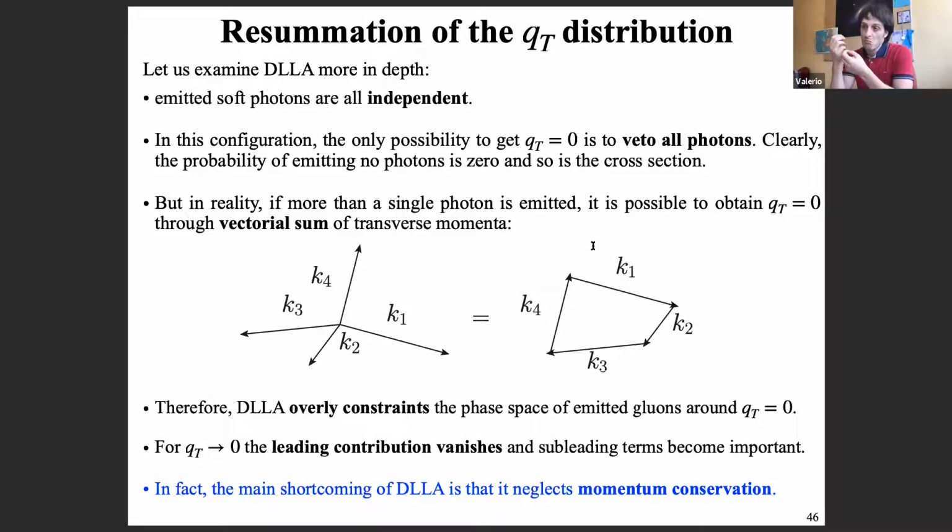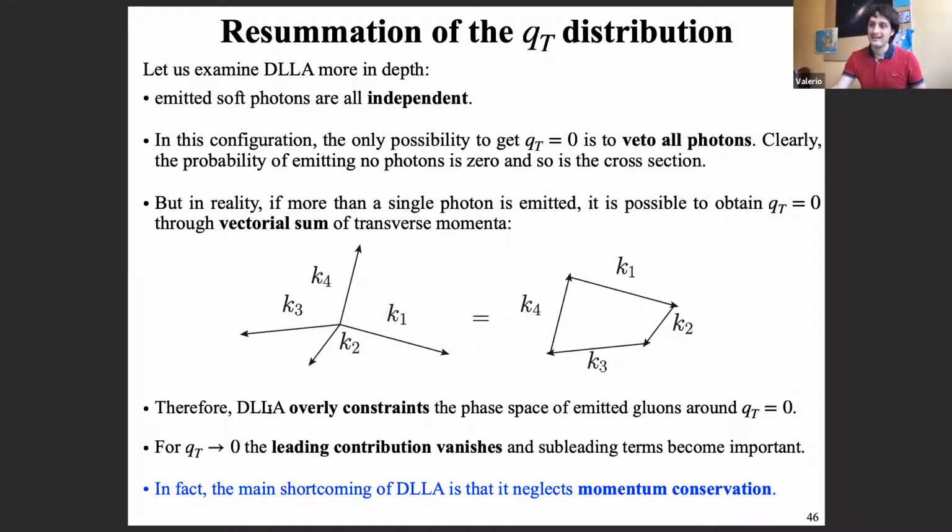But in reality, if you have more than a single photon emitted by the initial state, it is possible to get qT equals zero by just taking the vectorial sum of all the transverse momenta of the soft gluons emitted in the final state. So this is an example. Here you have four momenta, from k1 to k4. They are all different from zero. But then if you take the vectorial sum, they close. So this means that the vectorial sum of these gives zero. So actually, this configuration is allowed, but it's not taken into account by the LLA.